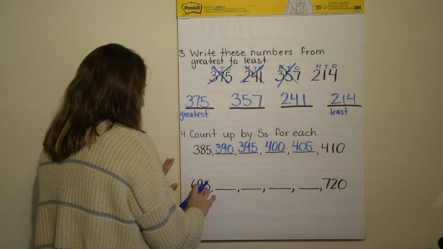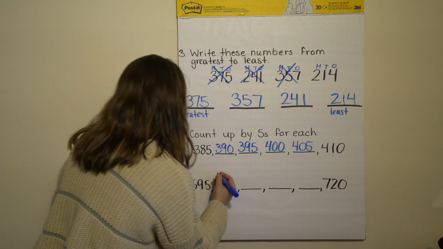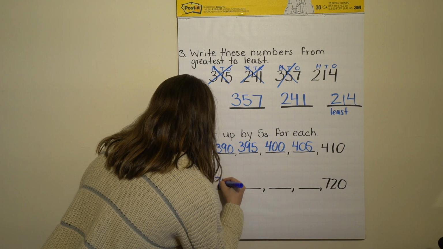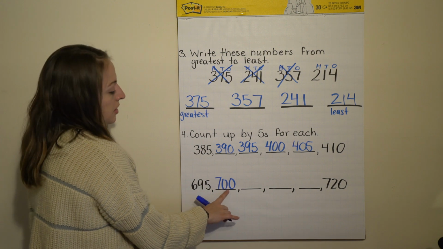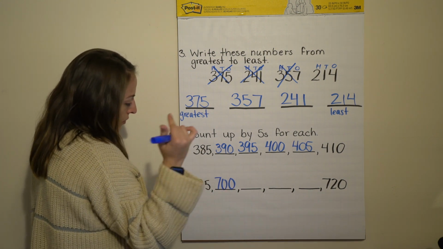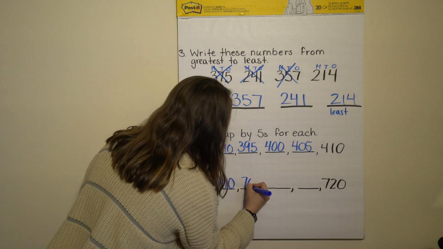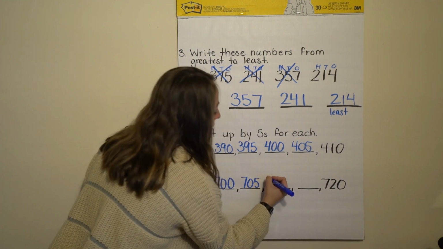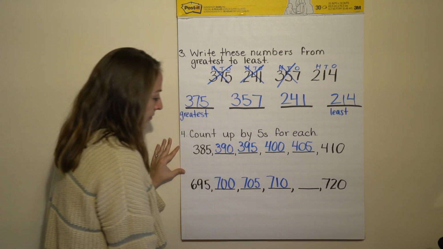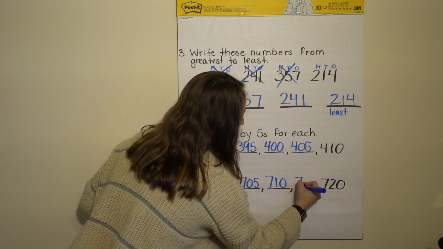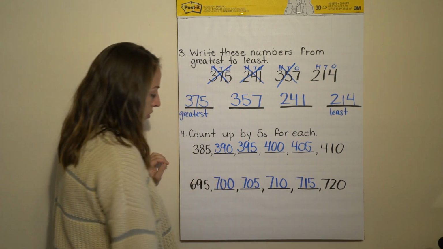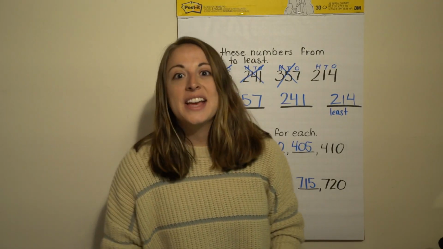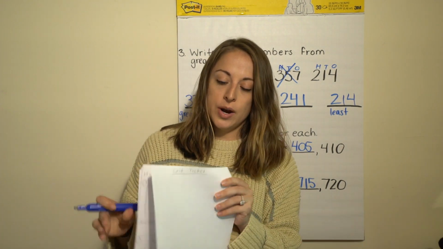Okay, so 695, the next 100 is 700. And the only reason why we're close to that is because if you add 5 to this, you're going to get 700. Now we start over again. 705, 710, 715, 720.